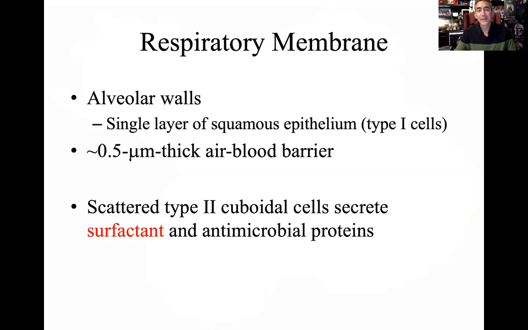I'm not going to spend too much time here. Just, again, think logically. If we're going to be diffusing oxygen through a membrane, that membrane is going to have to be very thin, right? So those alveolar walls have to be very thin in order to allow for this to happen. So we're talking micrometer thickness there.